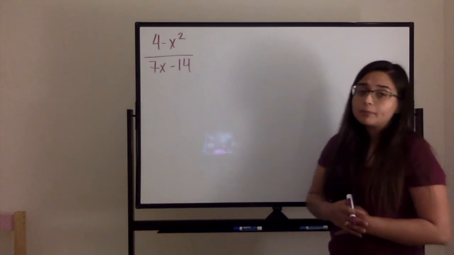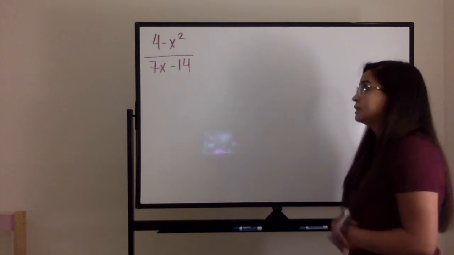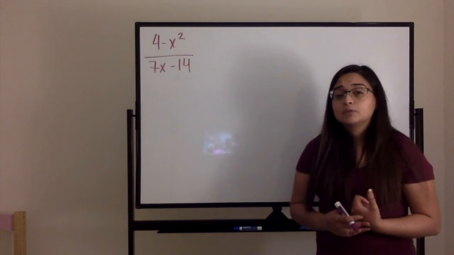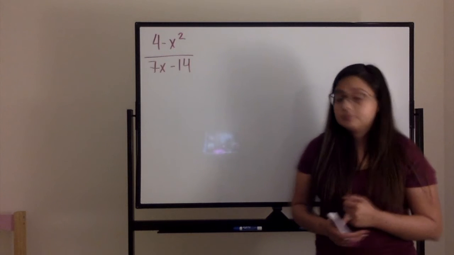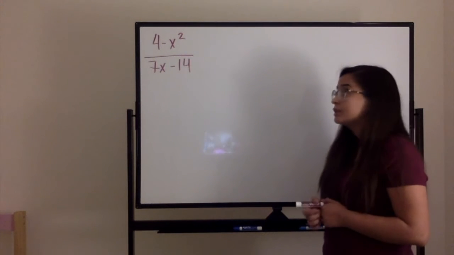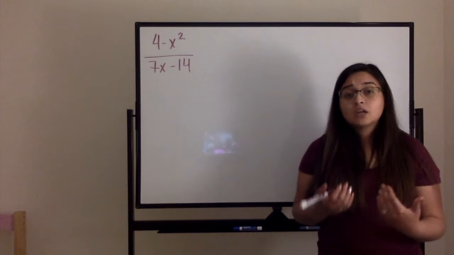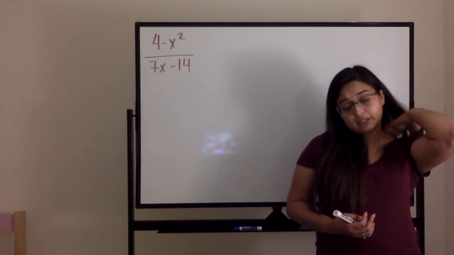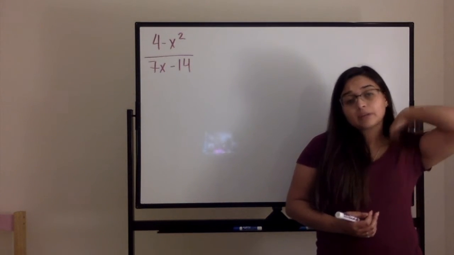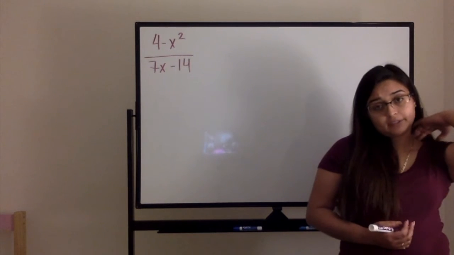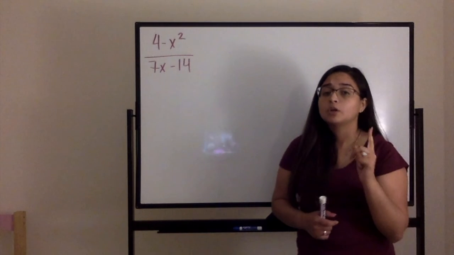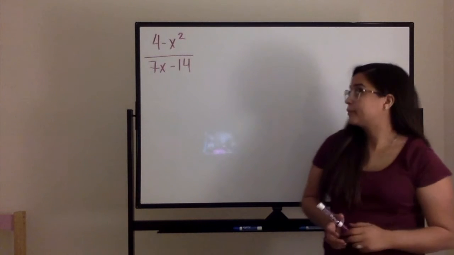So I already wrote my example on the board. My example reads 4 minus x squared over 7x minus 14. As always, our first step is to factor out our numerator and our denominator. Let's start off with our numerator.